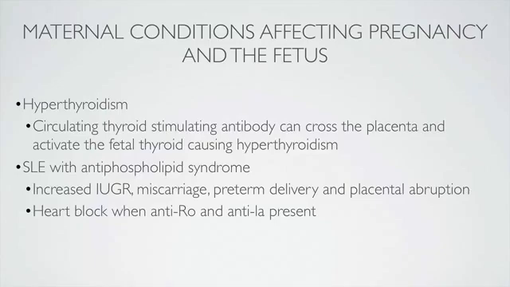SLE, so lupus. Ladies with lupus often have antiphospholipid syndrome, and this puts them at greater risk of miscarriage, preterm delivery, and placental abruption. And if they have anti-Ro and anti-La antibodies, the baby may have heart block when it's born, but this usually resolves.